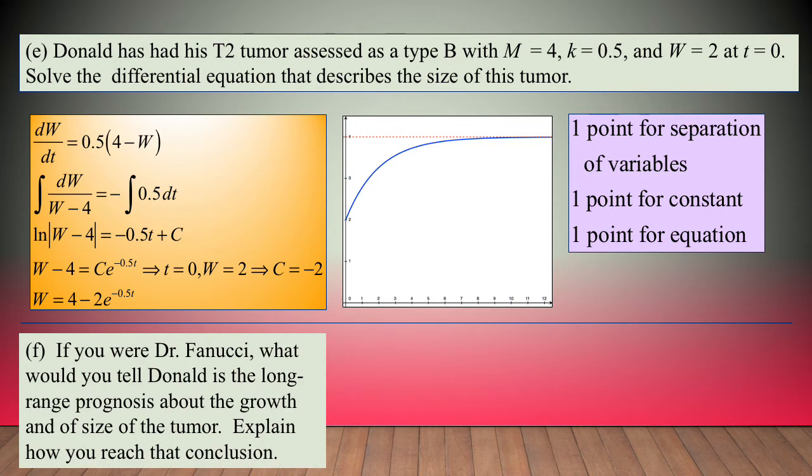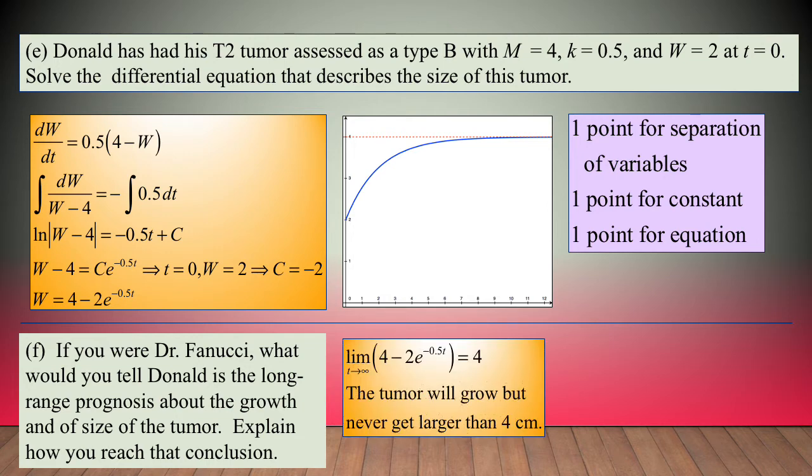F reads, if you were Dr. Finucci, what would you tell Donald is the long-range prognosis about the growth and size of the tumor, and explain how you reached that conclusion. Since the limit as t approaches infinity of 4 minus 2e to the negative 0.5t is equal to 4, and dW/dt is going to be a positive number as long as W is less than 4, the tumor will always grow but never get larger than 4 centimeters.